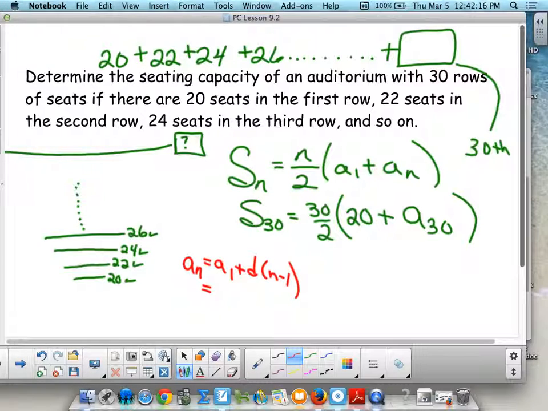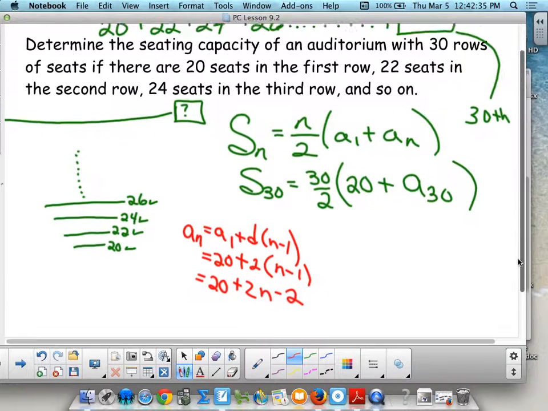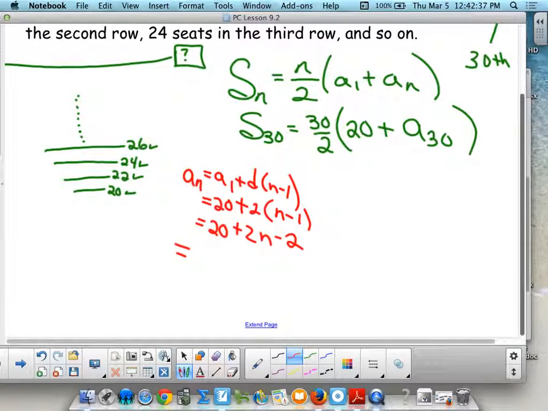First term, 20. What's the common difference in this sequence? 20 plus 2n minus 2, right? That'd be 2n plus 18. If you want any row in that sequence, you want to know how many seats are in it, just put it into your formula. So I want the 30th row.